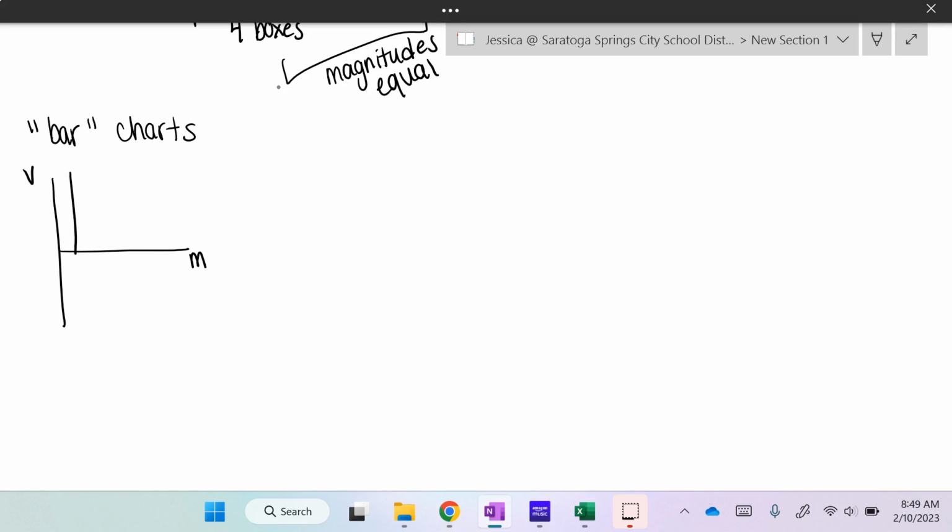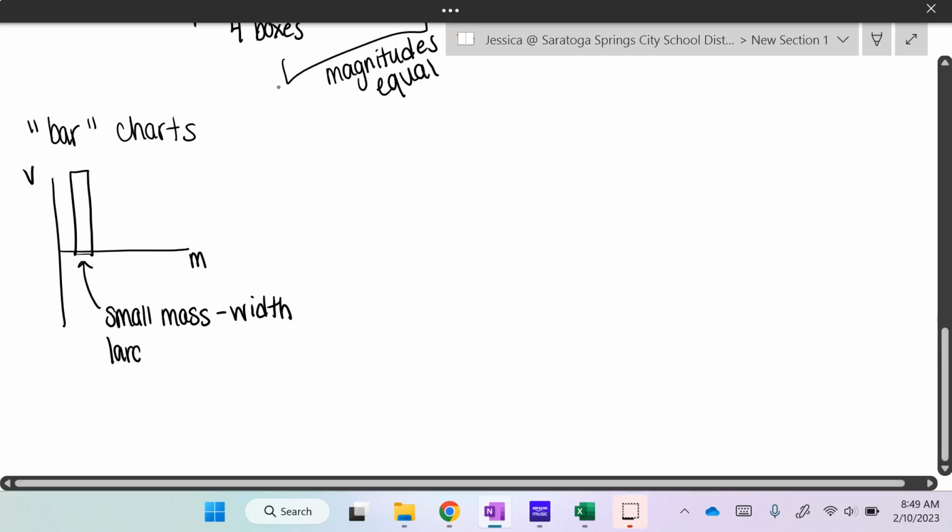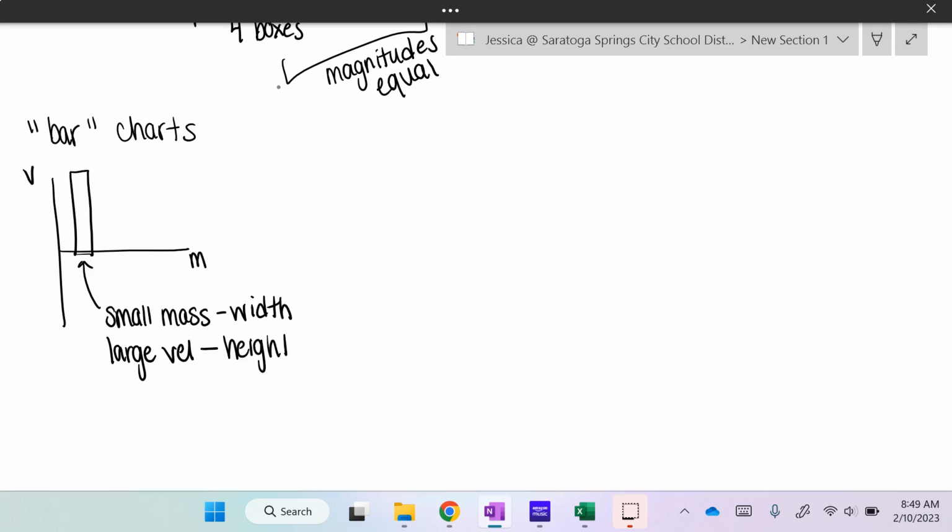So what we would see is a bar here, and this would represent a small mass, because it's not very wide, since the mass is represented by the width of the bar. This would have a large velocity, represented by the height of the bar. The area of the bar would equal the width times the height, because it is a rectangle, which would really represent the mass times the velocity. So the area of this bar would equal our momentum.